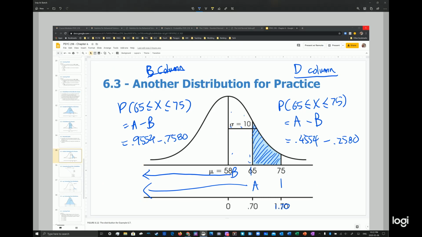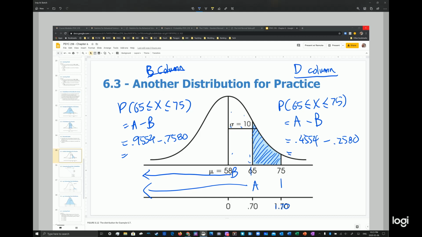If you look at the numbers a little more closely, you can see the result's going to be the same. It's 554 for area A. The only difference is, for the larger area, column B starts with a 9, and column D starts with a 4. The same can be said for area B. It ends in 580, but column B starts with a 7, and column D starts with a 2. So you're going to get the same result.